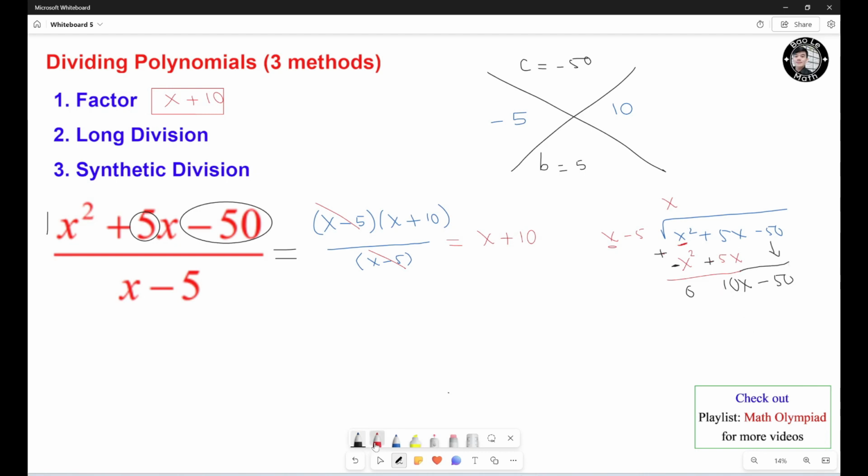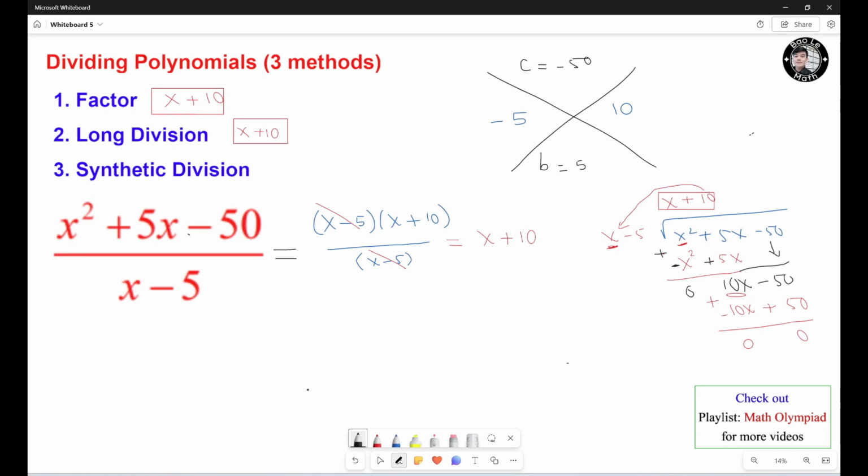Now I keep dividing. I take 10s and divide by s. 10s divided by s is plus 10. Now I need to multiply this back. 10 times s is 10s, I change the sign, negative 10s. 10 times negative 5 is negative 50, I change the sign, it should be plus 50. Now I just add them up. If you want to do addition, you need to change the sign, so keep that in mind. 10s plus negative 10s is 0. Negative 50 plus 50 is 0. So my answer must be s plus 10.